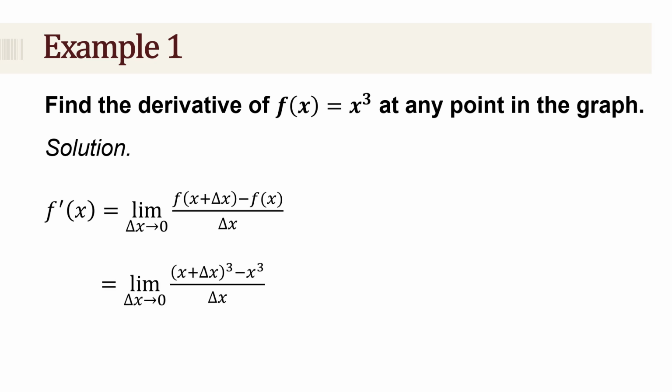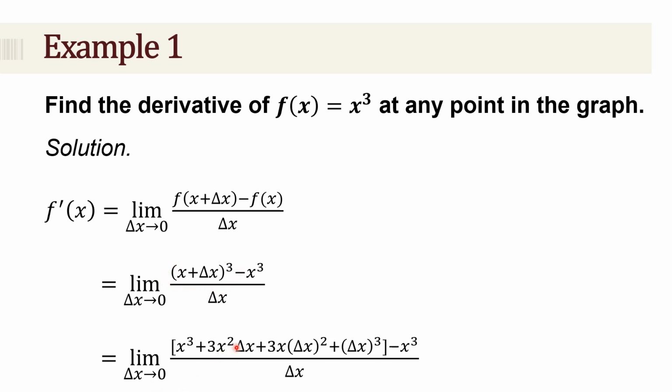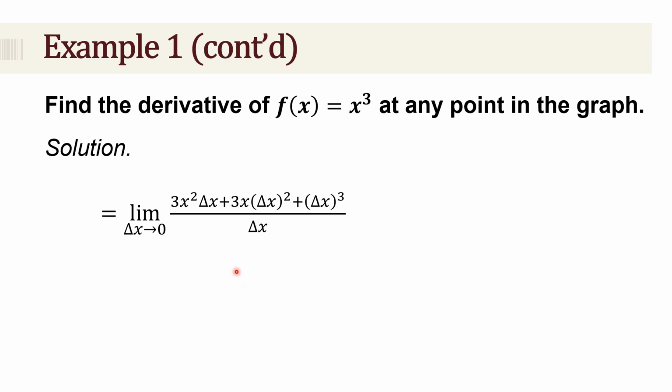So by substituting now, x plus delta x cubed for f of x plus delta x, minus x cubed for f of x, all over delta x as delta x approaches 0. Now, if we expand this term here, we have x cubed plus 3x squared delta x plus 3x delta x squared plus delta x cubed minus x cubed all over delta x. Or if we simplify, that is now equal to 3x squared delta x plus 3x times delta x squared plus delta x cubed all over delta x as delta x approaches 0.